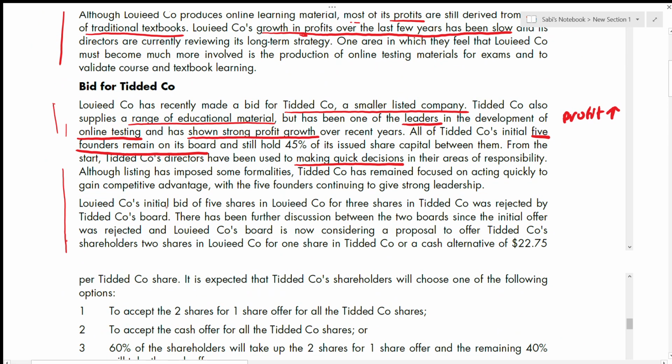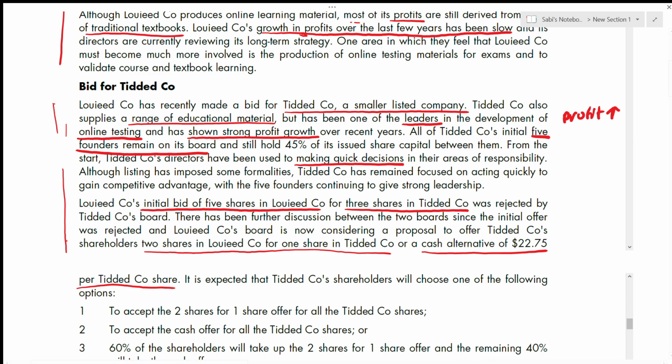L's initial bid of 5 shares in L for 3 shares in TDET company was rejected by TDET's board. It was rejected. There has been further discussion between the two boards since the initial offer was rejected, and L's board is now considering a proposal to offer TDET's shareholders 2 shares in L for 1 share in TDET, or a cash alternative of 22.75 per TDET share, or 2 shares in L for 1 share in TDET company. This is a proposed offer.